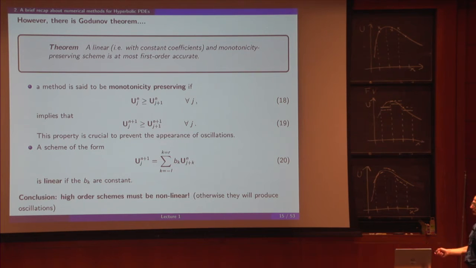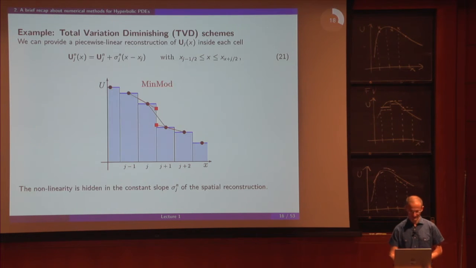But we want to go to higher order, so which of the two should we sacrifice? We don't want to sacrifice the monotonicity preserving property because we don't want to introduce oscillations. So we will sacrifice the linearity of the scheme, all right? Conclusion, high order schemes, even second order, must be nonlinear. This is a very important result, though simple. Let's see, how do we see nonlinearity in a typical finite volume scheme?